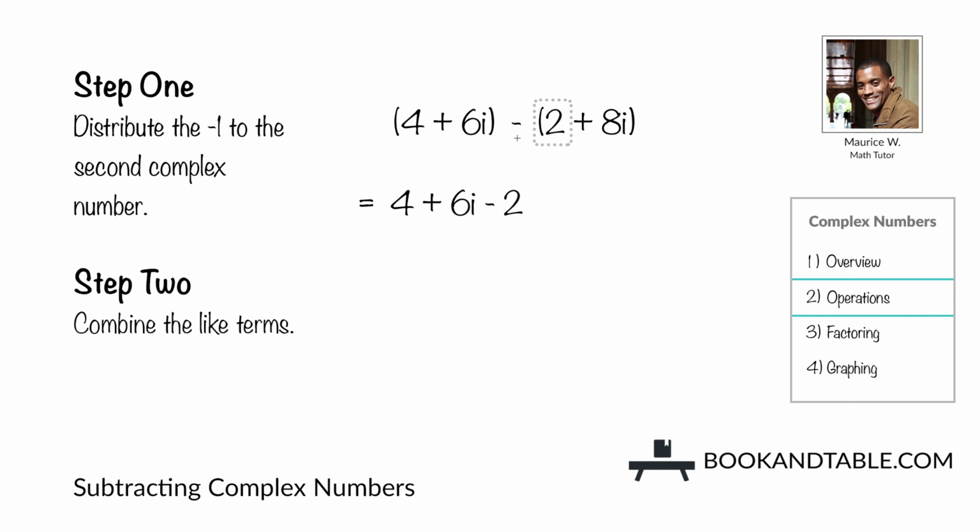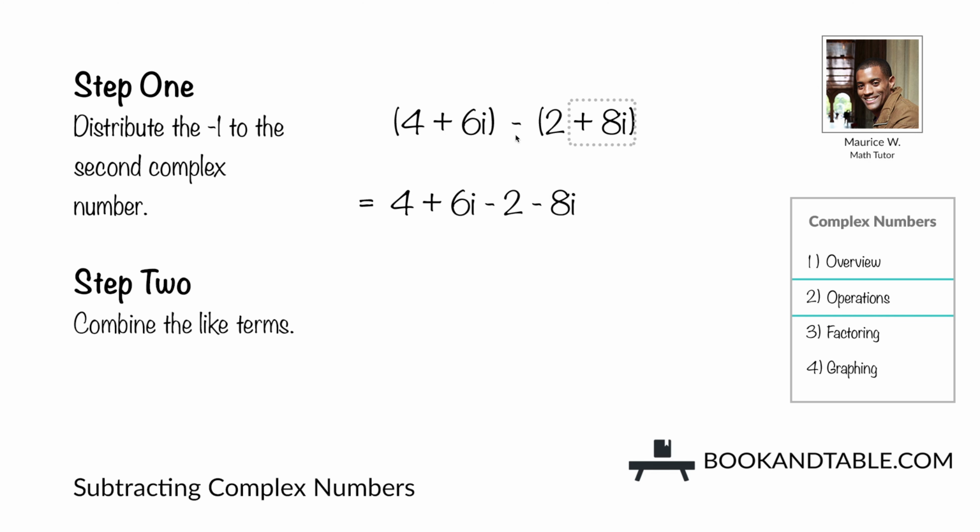So step 1, you want to distribute this subtraction, which is equal to -1 times each number in here. So you want to distribute the -1 to the second complex number. So -1 times 2 is equal to -2. The coefficient here is +1. Anything times 1 is just itself, so we don't need to do anything to this term, so we bring this down. So we have 4 plus 6i minus 2.